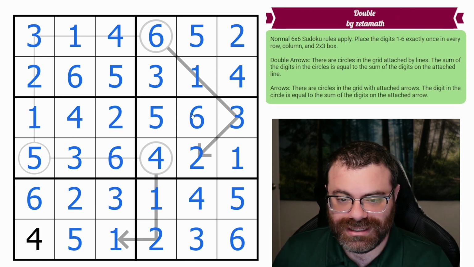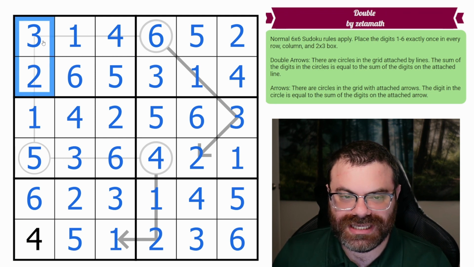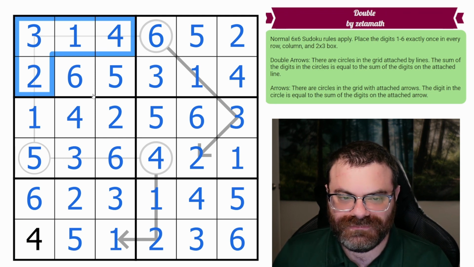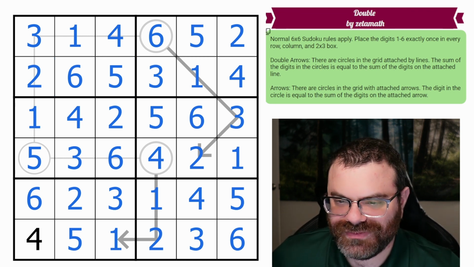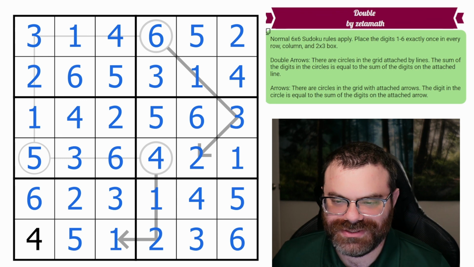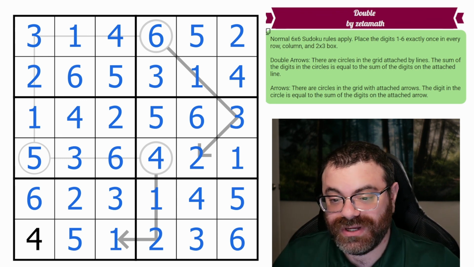So yeah, and it was a little ambiguous what this 4 was for a while, because I thought maybe it was taking 4 off of this line, but very cool. Quite enjoyed that, as always, from zetamath. Always has clever puzzles and clever logic to do, so quite enjoyed that. I hope you enjoyed it as well.